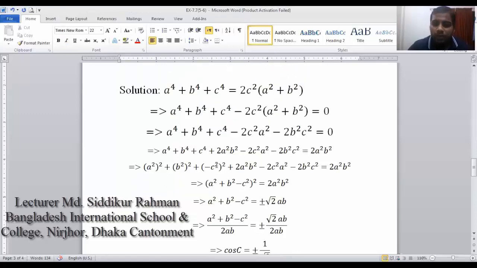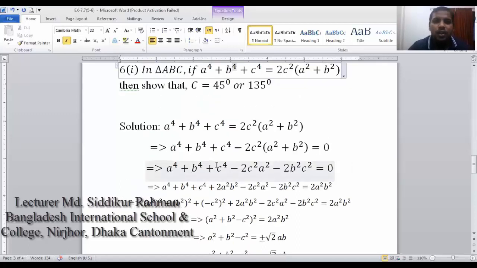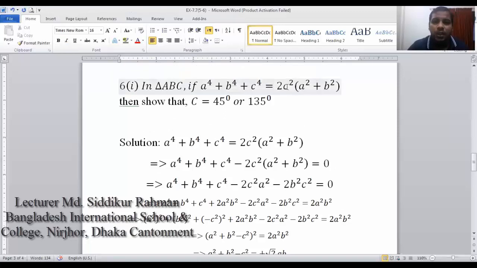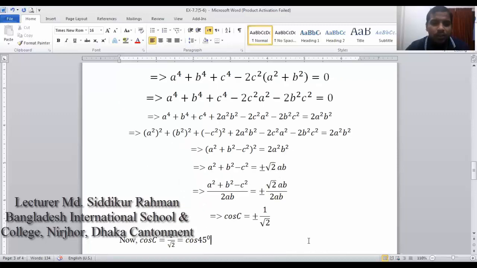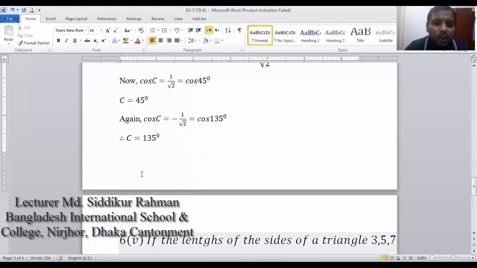Our question was like this. If a to the power 4 plus b to the power 4 plus c to the power 4 is equal to the right side, that means 2c square into a square plus b square, then c equal to 45 degree or 135 degree. So after the sum, we get c equal to 45 degree or c equal to 135 degree. So that means we get our answer, and it is the end of this problem.